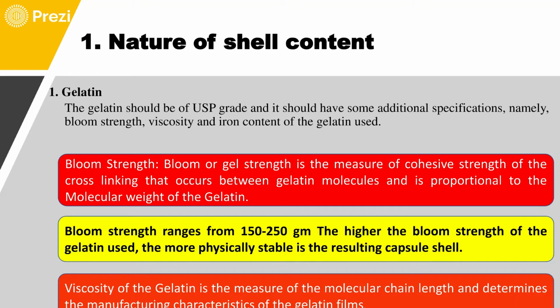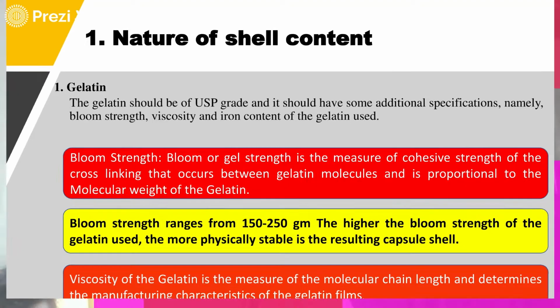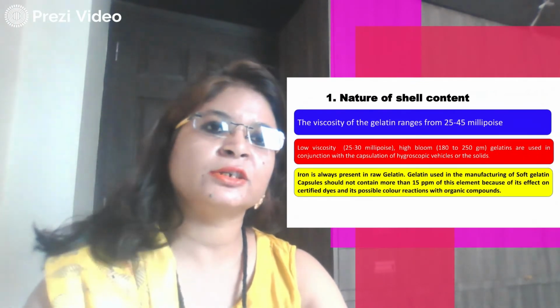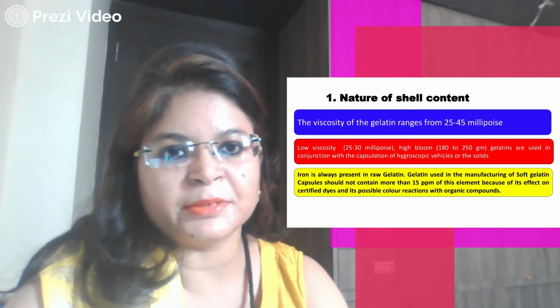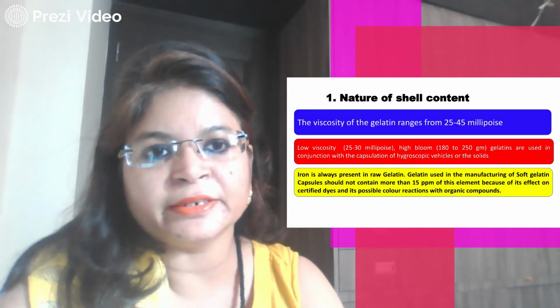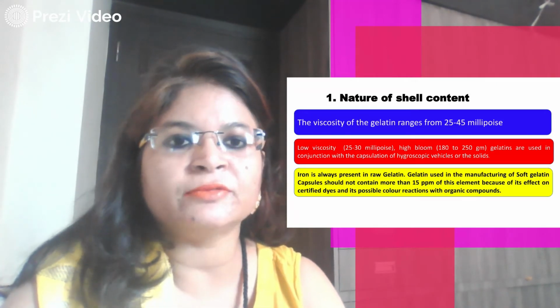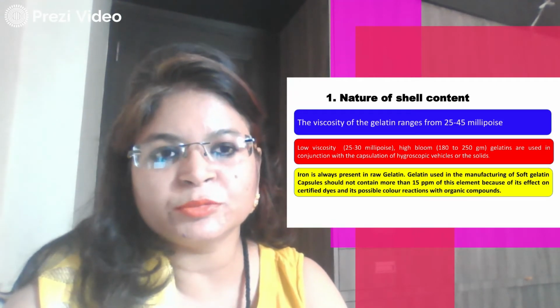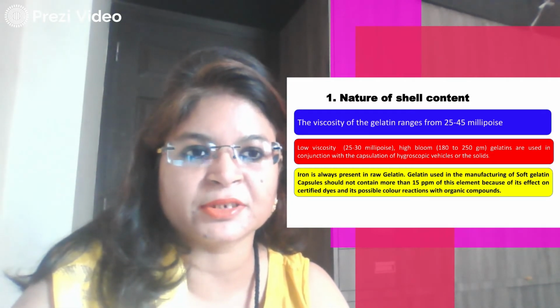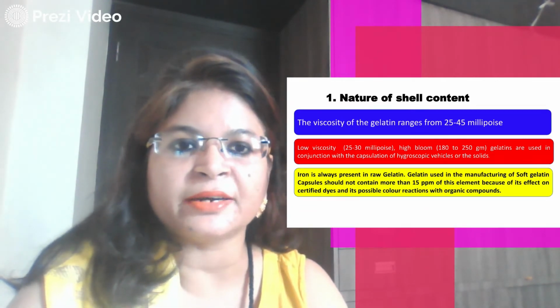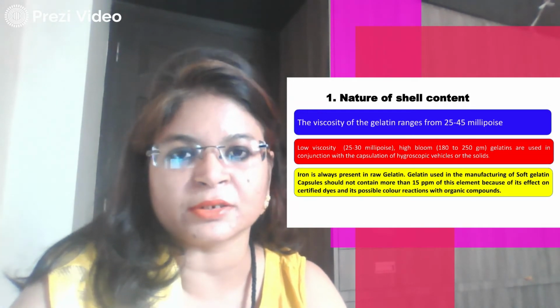Moreover, the viscosity of the gelatin, which is the measure of the molecular chain length, determines the manufacturing characteristics of the gelatin film. Three things which are very important to take into consideration are the bloom strength, viscosity, and the iron content of the gelatin used. The nature of the shell content also specifies the limitation for the gelatin. The viscosity of the gelatin ranges from 25 to 45 millipoise. So, in a nutshell, low viscosity ranging from 25 to 30 millipoise and high bloom strength in the range of 150 to 250 grams gelatins are used in conjunction with the encapsulation of hygroscopic vehicles or solids.